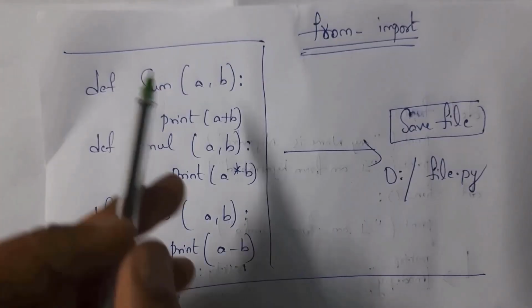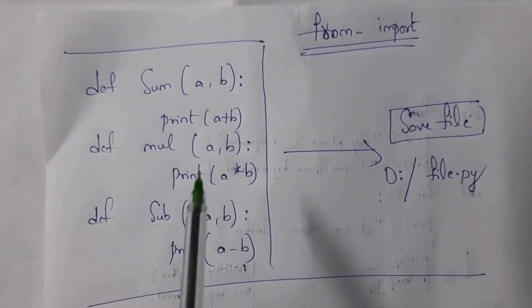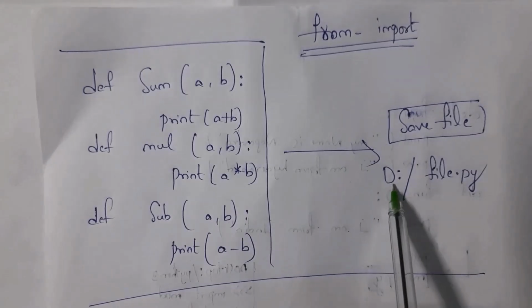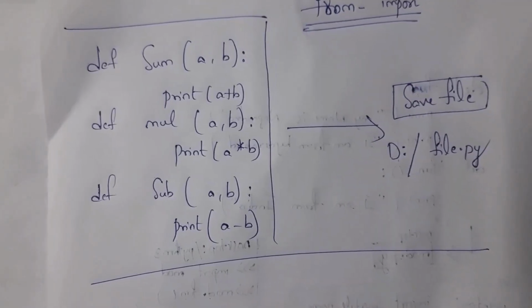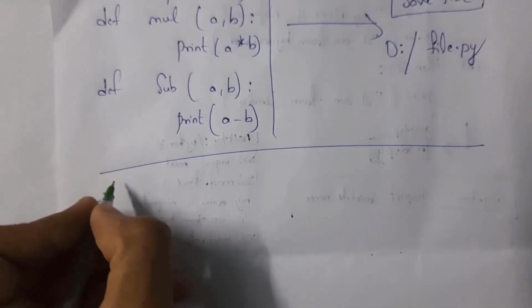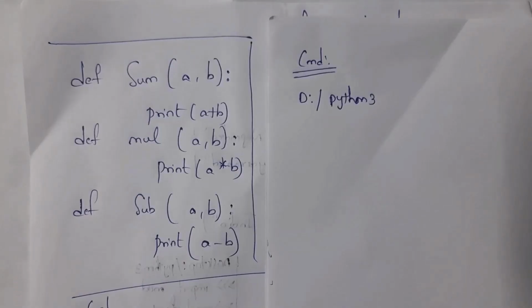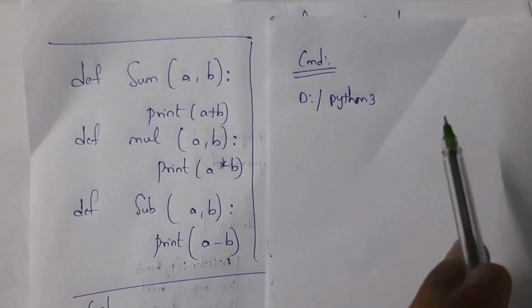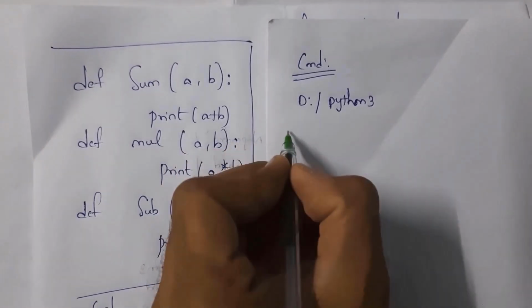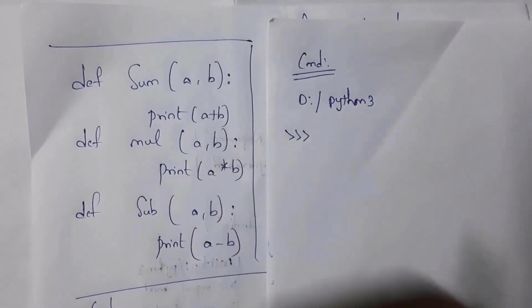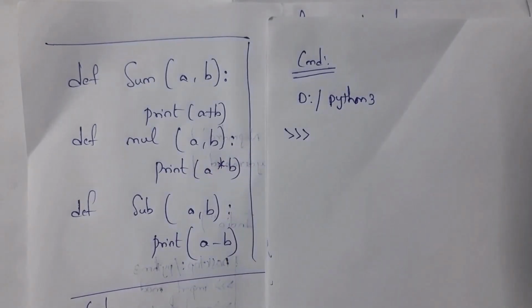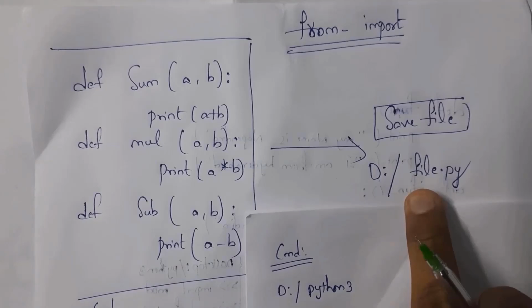Same example which I took before. This is the module. I saved this module in local disk D. So open command prompt in the same location, that is local disk D. At first you need to open Python. So just write Python 3 and click enter. Whenever you click enter it will open Python 3. Now inside this we need to import the module, and this module name is file.py.